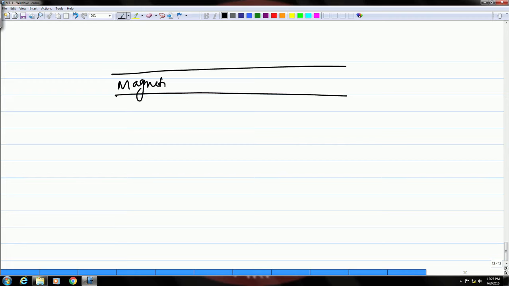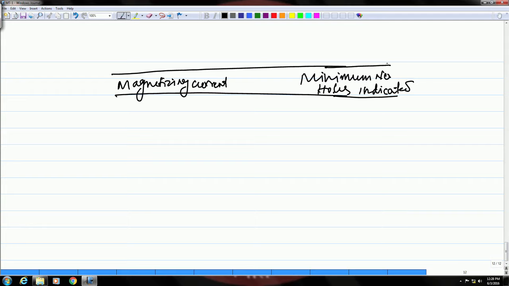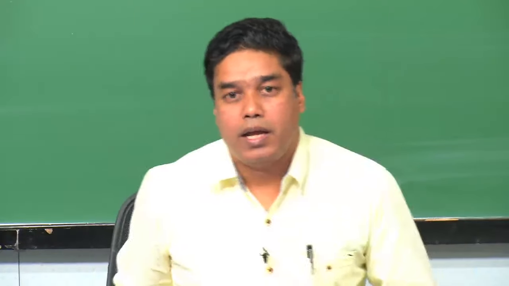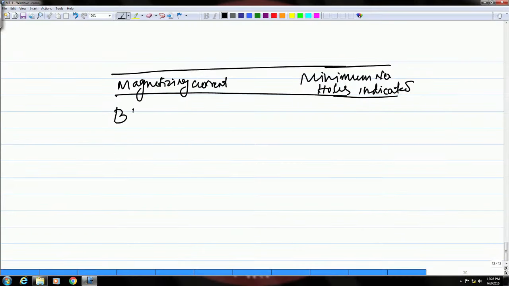So, if you see this table, for example, which is the magnetizing current which is being applied to magnetize the part, and the minimum number of holes indicated by the magnetic particles. These magnetic particles can either be used in a suspension in a low viscosity liquid that we will talk about later in a little more detail, or they can also be applied as dry particles. So, let us say you are using a black suspension.